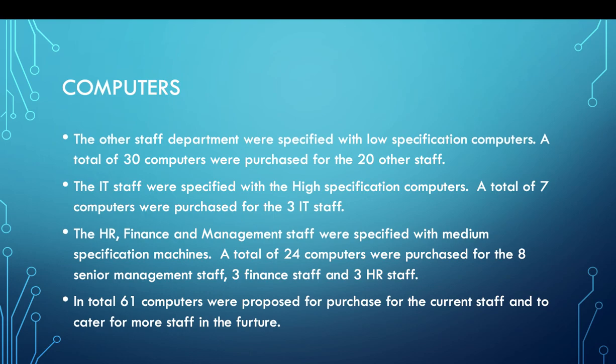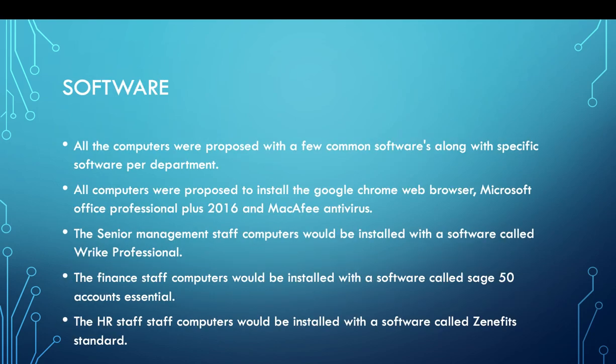Something similar was done with the IT staff, with 7 computers being specified for the 3 current IT staff and for additional IT staff, and 24 medium specification PCs were specified for the 8 senior management staff, 3 finance staff, and 3 HR staff, to take into account additional employees joining any of these. So in total, 61 computers were proposed to be purchased for the current staff and to cater for more staff in the future. All the computers were proposed with common software along with specific software per department.